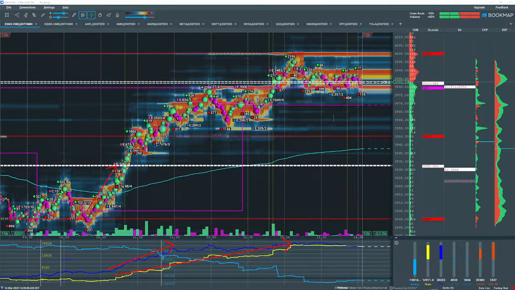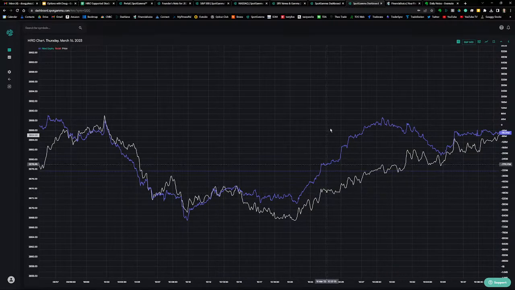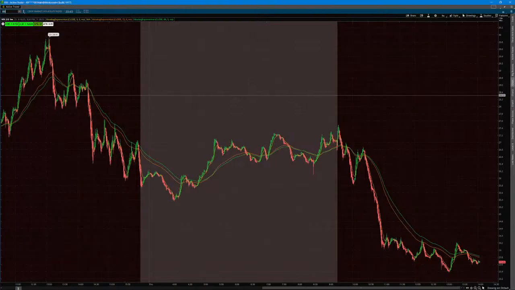Let's go back and take a look at Hero now. So we'll scroll here a little bit, and you can see the shift in Hero. As price drops down to that 3900 level, traders start taking bullish options positions, and price moves higher. And then finally, about that time, there were a couple of other clues as well.